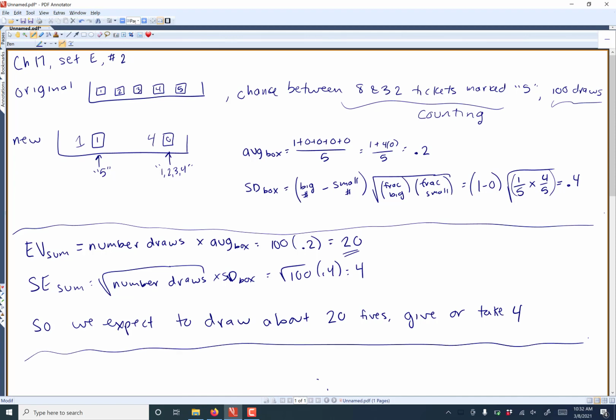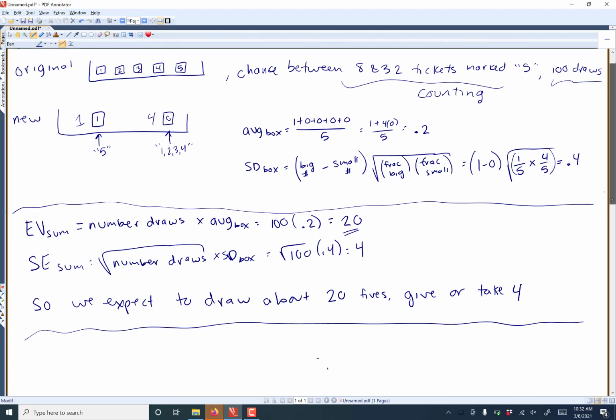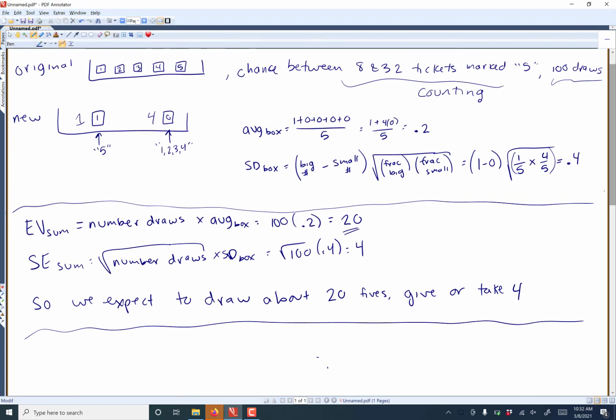Now we get to add in the normal curve, because we know that the sum will be normally distributed as long as our sample size is big enough, which 100 would be big enough. So now we want to find the chance. So we want to find the chance that it's between 8 and 32. Okay. So anytime you want to find a chance, this is your normal curve.